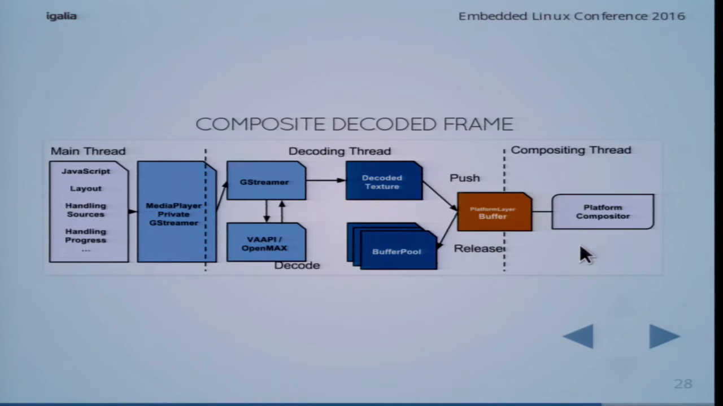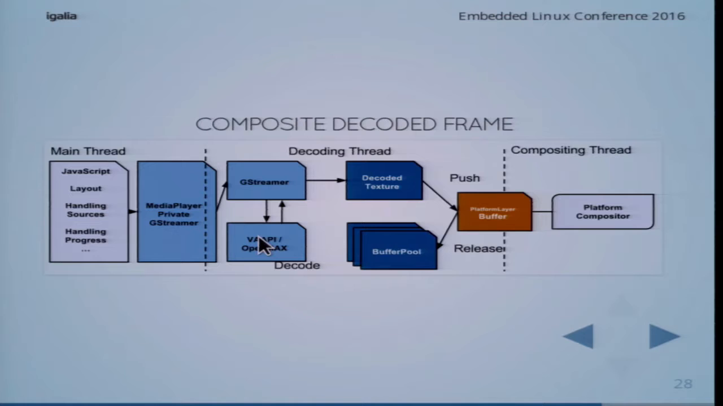So again, it is message passing. Let's try to minimize the locking operations. After the compositing thread renders the frame, it returns the buffer to the buffer pool. We try not to make the compositing thread wait on the decoding side. So the decoding thread will decode as much as possible at the same time, and then the compositing thread will consume the buffers one by one.